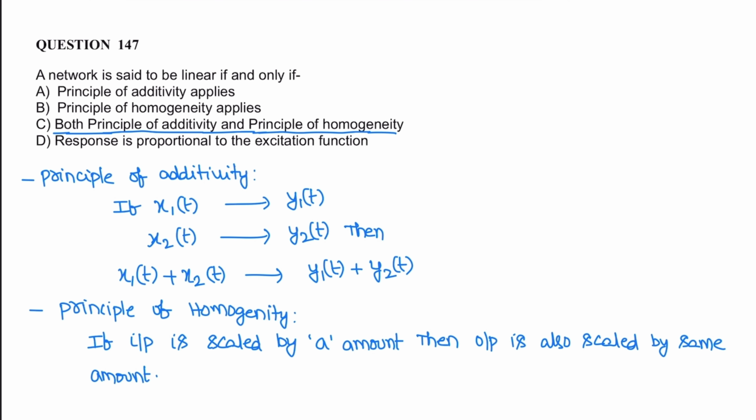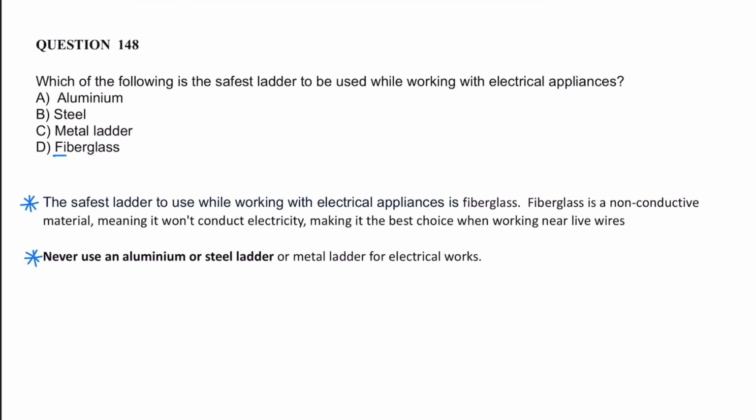Next question. Which of the following is the safest ladder while working with electrical appliances? Fiberglass is the safest ladder when working with electrical appliances, since fiber is a non-conductor of electricity. The rest, aluminum, steel, and metal ladders, are metals. They will conduct electricity freely. Hence, we should never use aluminum, steel, and metal ladders while working with electrical appliances, whereas a fiberglass ladder is the safest. Next question.